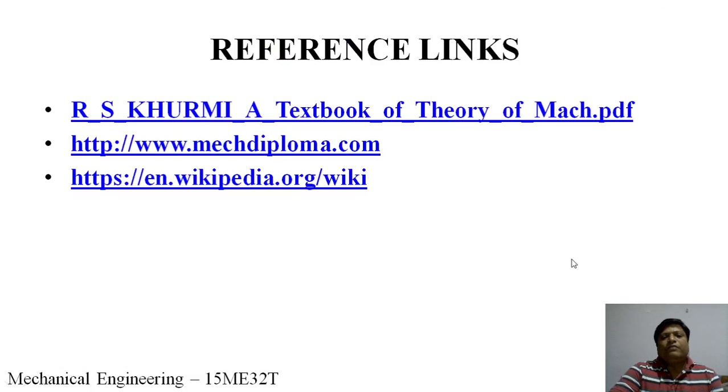Okay, you can refer to the following links to get the information. The R.S. Khurmi is the textbook of theory of machines. In PDF another textbook is there, R.S. Rattan. Another is social media, www.makediploma.com. Also the engine Wikipedia, organization Wikipedia, and you can go for Google search engines to get plenty of information.